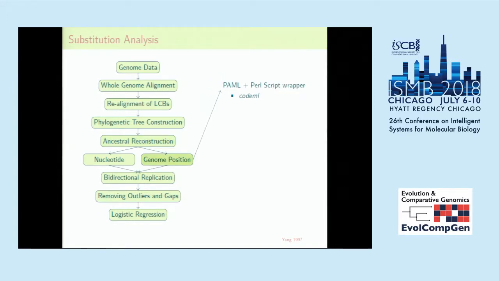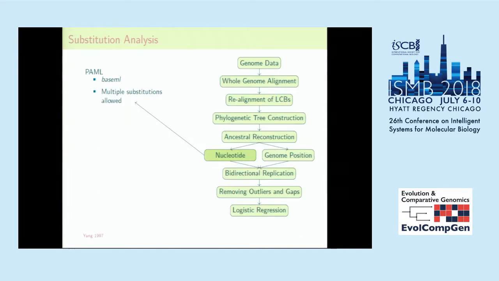The genomic positions were reconstructed using the CodeML program in PAML as well as a Perl wrapper, and this just allowed us to determine the genomic positions of all the nucleotides in the alignment in the ancestors. And then we also reconstructed the nucleotides using the BaseML program in PAML that allows for multiple substitutions.